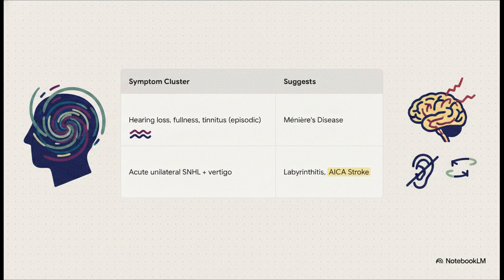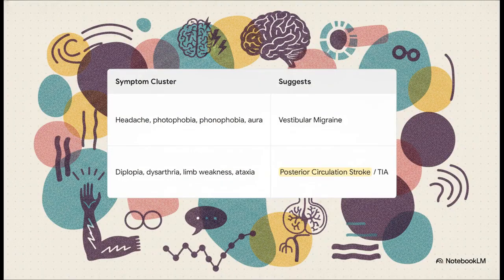Let's start with the auditory cluster. If the dizziness comes in episodes and it brings along friends like fluctuating hearing loss, aural fullness, and tinnitus, well, you are looking at a classic presentation for Ménière's disease. But, and this is a big one, if the onset is acute with brand new hearing loss on one side plus vertigo, your alarm bells have to be ringing for potential AICA stroke. That's a can't-miss scenario.